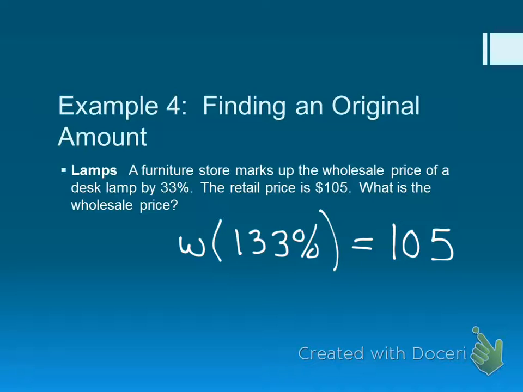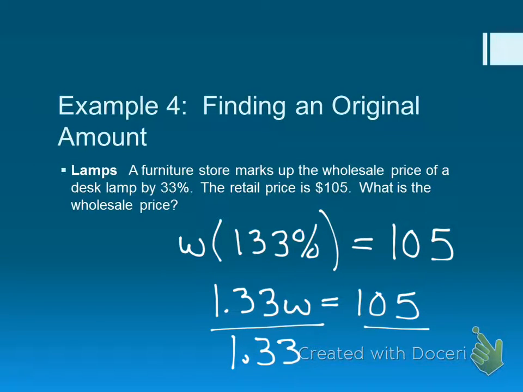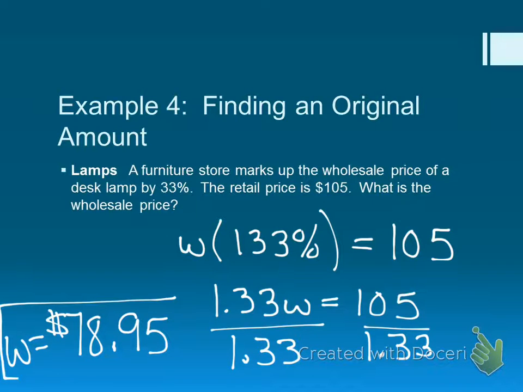Okay, but how do I need to write that in order to be able to divide? As decimal. So 1.33 W equals 105. Then what do I do to both sides? Divide. And what'd you get? $78.95. Okay, so wholesale was $78.95. All right. So we can think about this logically. The wholesale price needs to be less than the retail price, right? So if I come up with a price that was more than $105, I know I did something wrong because logically it just doesn't make sense.